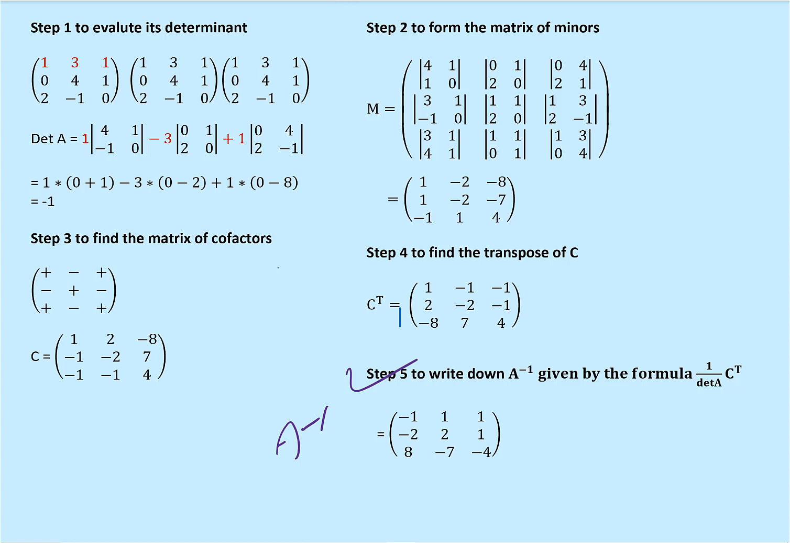So now we have the transpose. And now use the formula, which is 1 over the determinant. The determinant from step 1 is -1. So we're just going to times all of that by 1 over minus 1. So in a way, you're just reversing all the signs. Now we have the result for the inverse matrix of A.